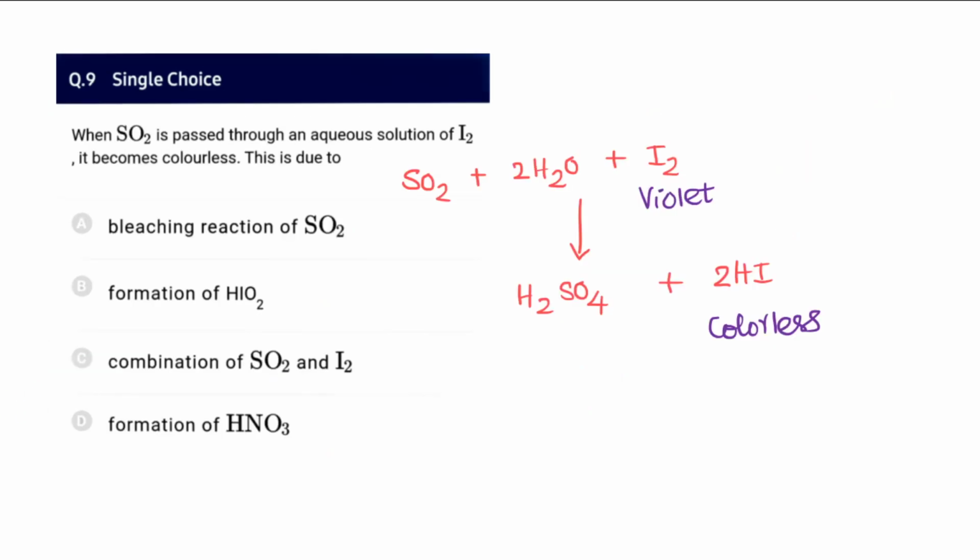Question number 9. When sulfur dioxide is passed through aqueous solution of I2, since it is an aqueous solution of I2, let me take water as well as iodine. Iodine is generally a violet solid, and that gets converted into colorless, and sulfur dioxide is converting into sulfuric acid. So therefore it is just only the formation reaction kind, we can say, or combination of SO2 and I2. The best option that is matching here is option C.